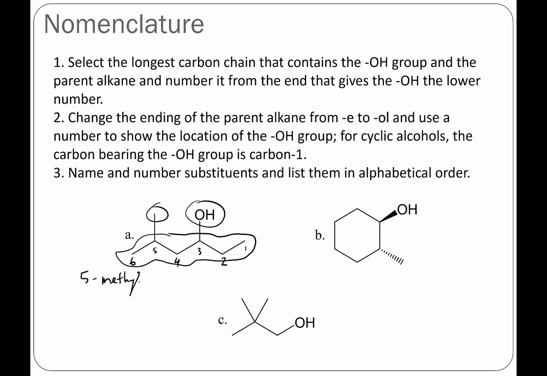5-methyl, 3-hexanol. Now, just like with some of these other ones, there's a couple of possibilities here. So I'll write the other one. The 3, kind of like with alkenes and alkynes, could come in front of the whole parent chain, essentially, or it can go right in front of the suffix.